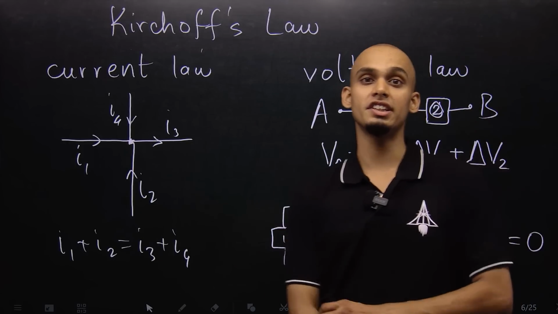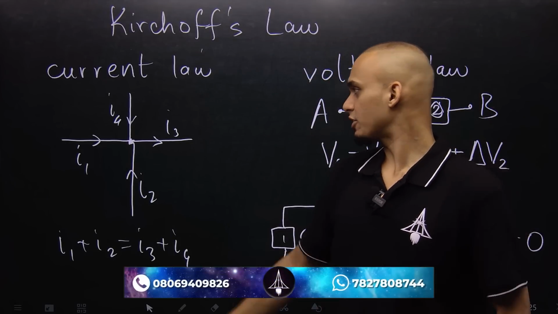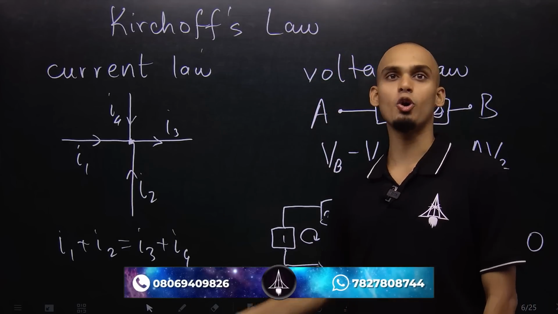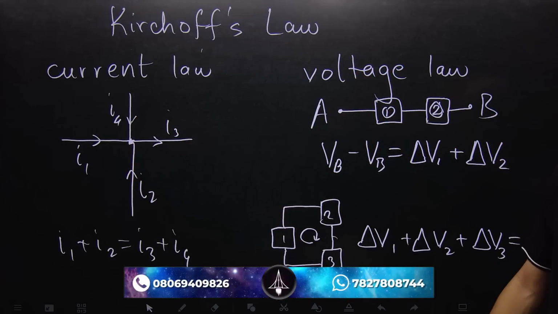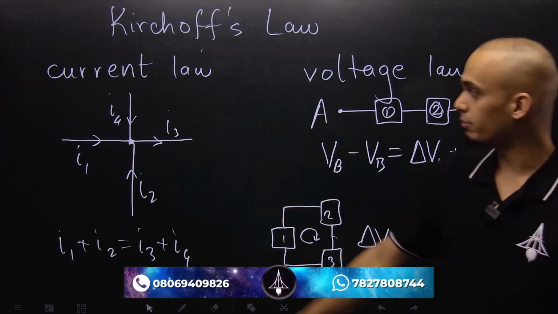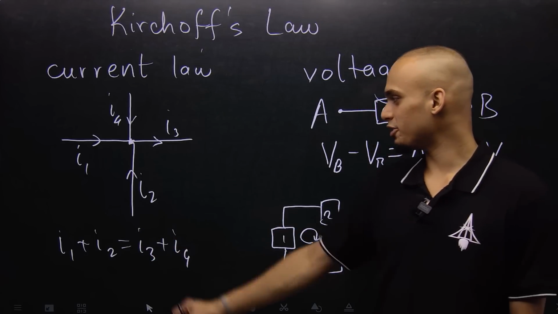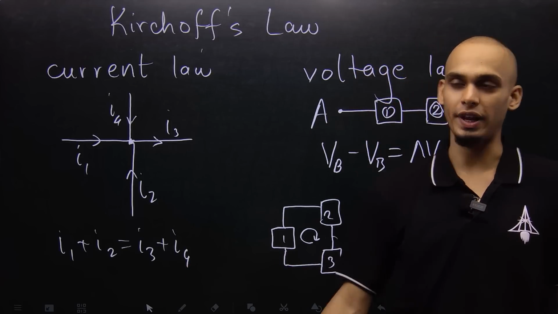Kirchhoff's current law basically says that the charge is conserved at any point in the circuit. So the net amount of current flowing into a particular point should always be equal to the net current flowing out of a particular point. I think I missed the direction of I4 over here, but it's fine. You get the logic, right? The total current going in should be equal to total current going out. This expression should have minus I4, I guess.